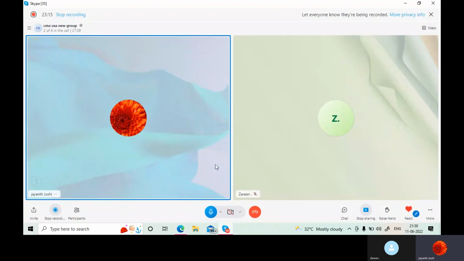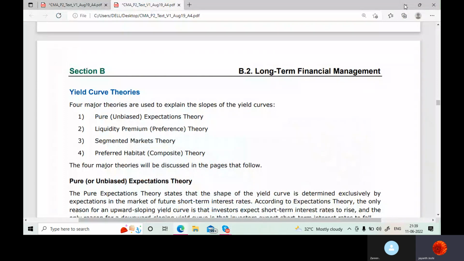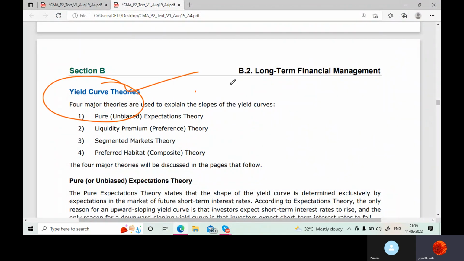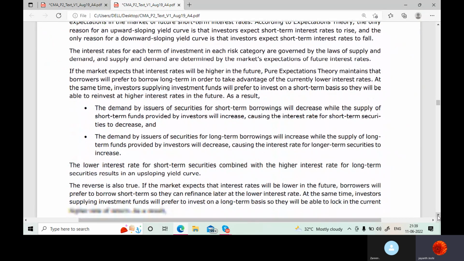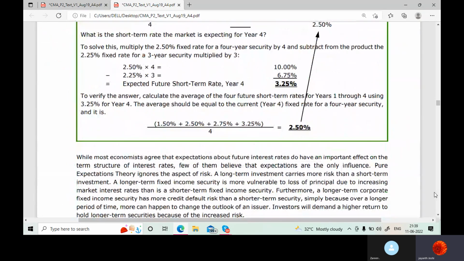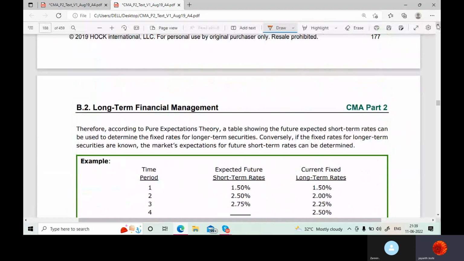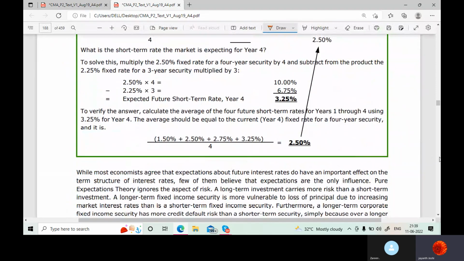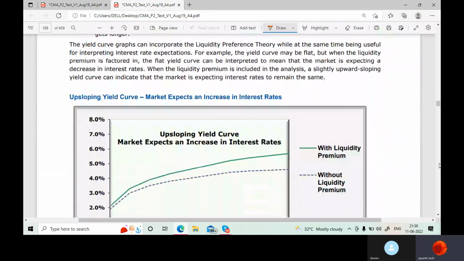So this was all about the yield curves, Zarina. Yield curve theories I won't explain today. I will explain this in some other session. Today I am moving forward with another topic. I'll tell you why I am not explaining yield curve today. We'll take a separate session for that.